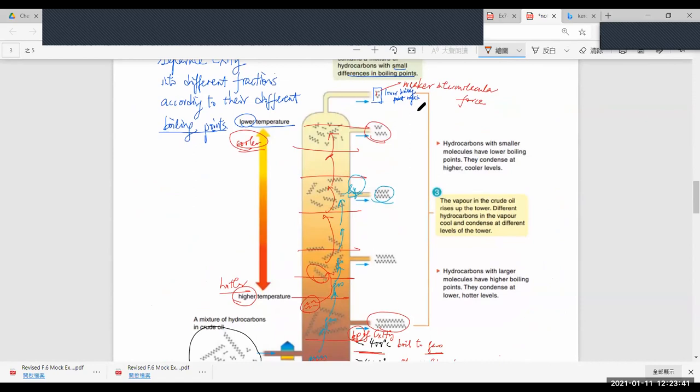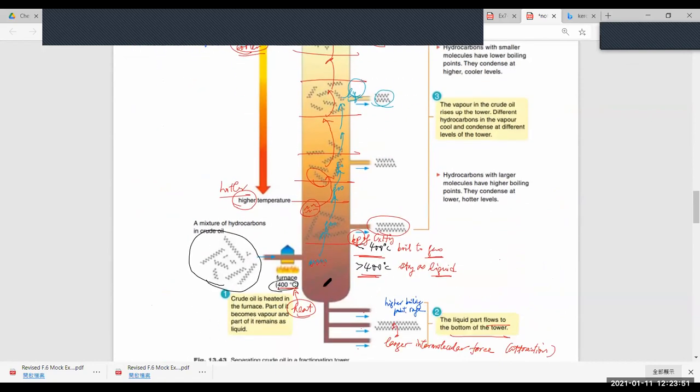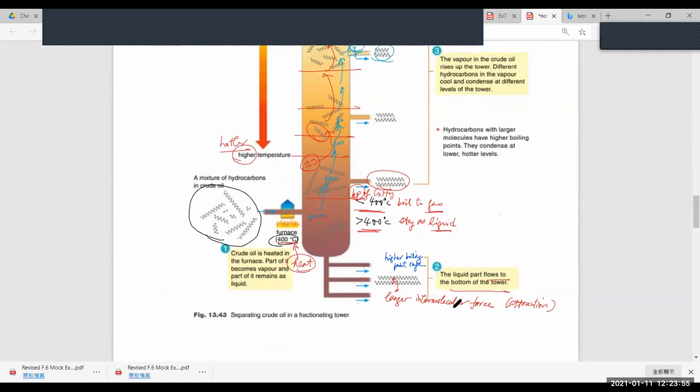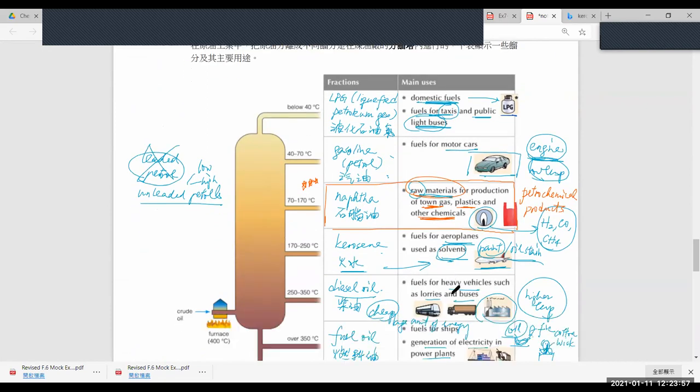The lower boiling point range substances are normally smaller in size, so they would rise up, okay? While the ones which have a high boiling point will stay as liquid and go to the bottom. Making use of their different properties, we use them differently. For example, smaller hydrocarbons, LPG, for domestic fuel, okay? Because it will burn as a cleaner fuel, with a blue flame instead of a yellow, sooty flame.